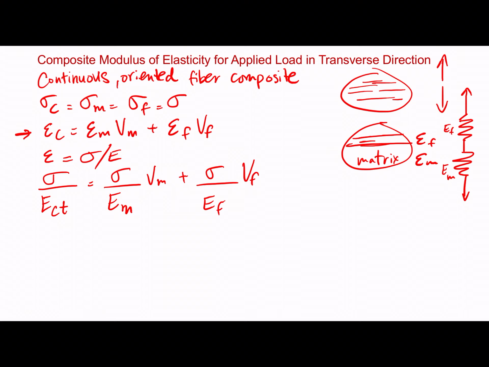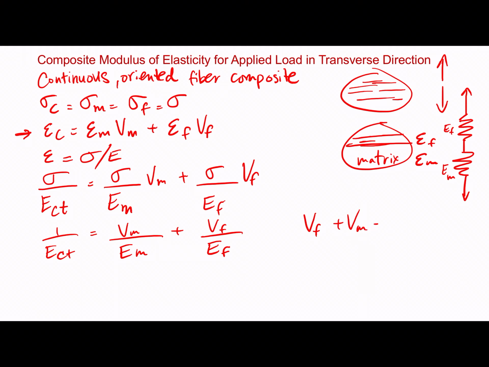And so if we divide through by sigma, we get 1 over E sub CT. And we also know that the volume fraction of the fiber plus volume fraction of the matrix has to add up to 1, and so thus we can rearrange.